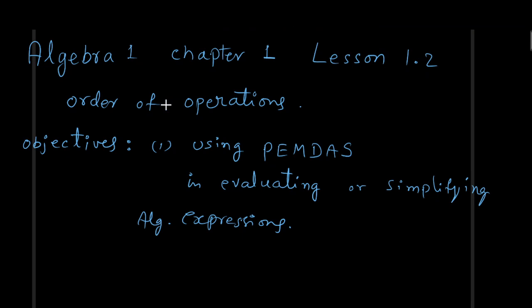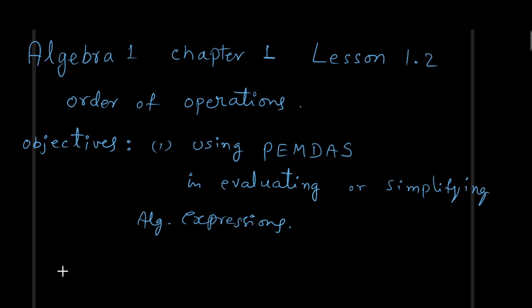Okay, this is the second lesson in Algebra 1, Chapter 1. The second lesson is lesson 1.2, Order of Operations. In which order should we evaluate the given expression? That's what we are going to learn in this lesson. The objective is, using PEMDAS, we are going to evaluate or simplify the given algebraic expression.